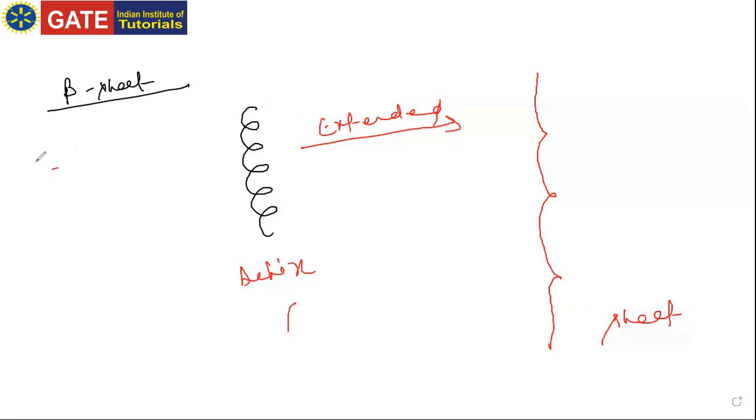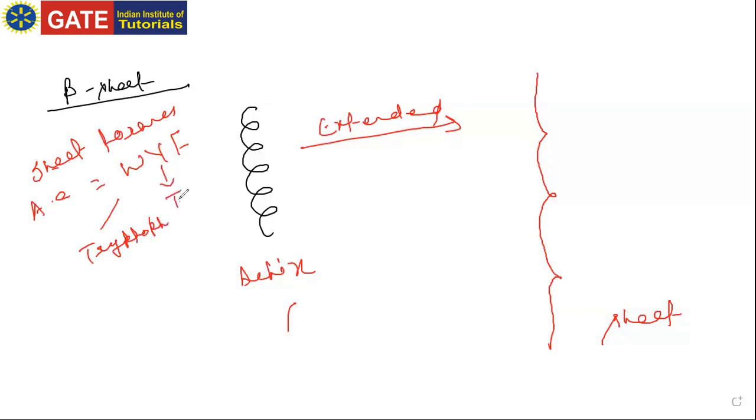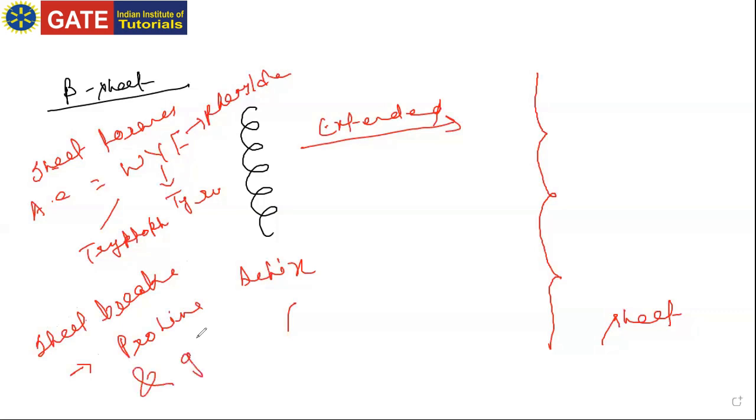Now we'll discuss the sheet former amino acids. Which kind of amino acid will help in sheet formation? WYF. What is the meaning of WYF? Tryptophan, tyrosine, and phenylalanine. These three amino acids are sheet formers. And the sheet breaker, same as before, is only proline and glycine. The breakers will be these two only.